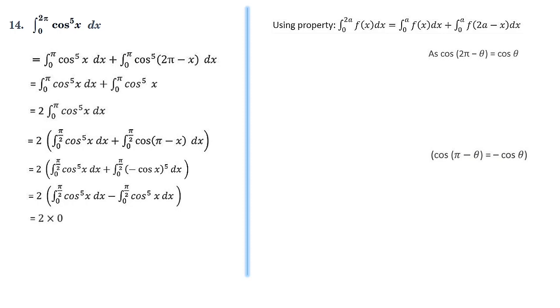Then 2 into, here we get the same quantity with a different sign: the integral from 0 to pi by 2 of cos^5 x dx minus the integral from 0 to pi by 2 of cos^5 x dx. So both will cancel and we get the answer as 0. So 2 into 0 is equal to 0. That is the answer for the 14th question.